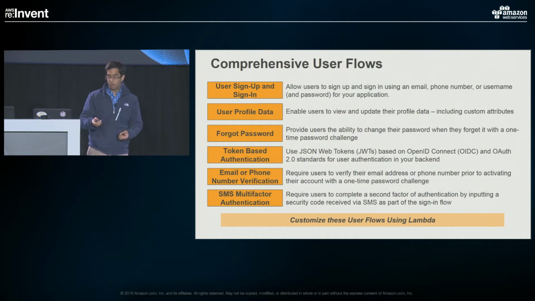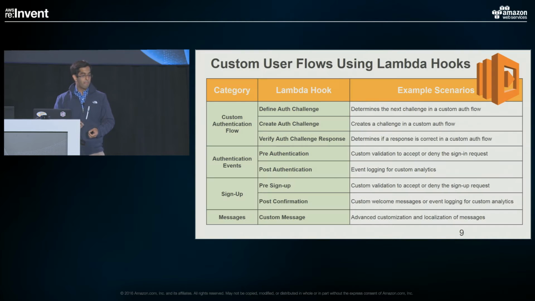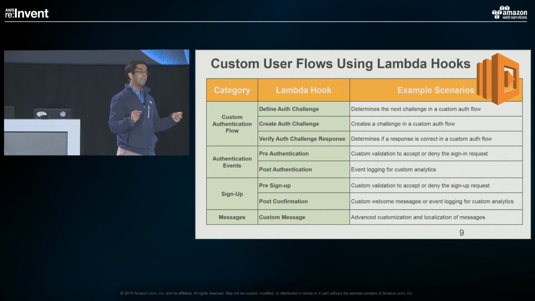But let's talk about how you can customize these flows with Lambda. There's various different sets of what we call Lambda hooks. The first set allows you to essentially implement a custom authentication flow, meaning you can customize the actual authentication flow that your user goes through. And we'll talk about that in just a moment. In addition, we have these event-based triggers. So before and after the authentication, pre-sign up and post-confirmation.